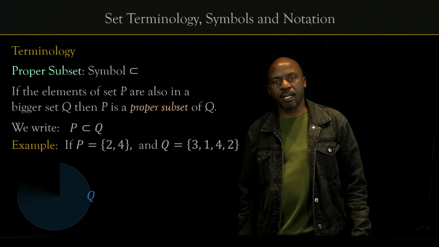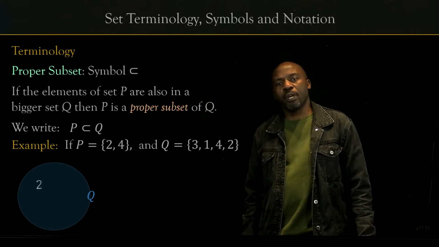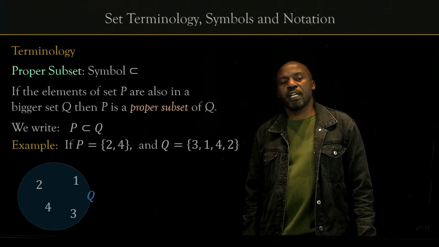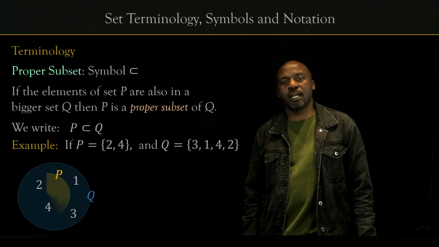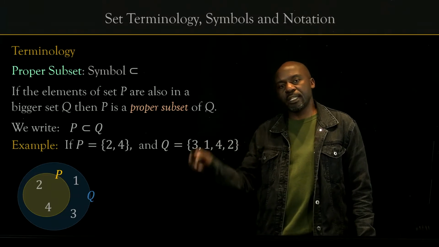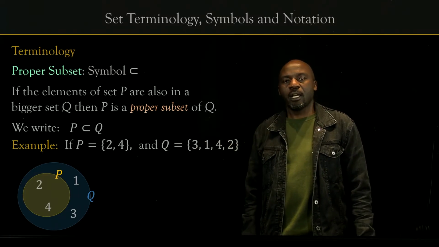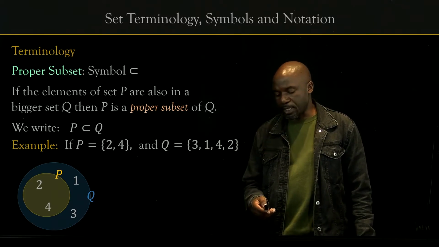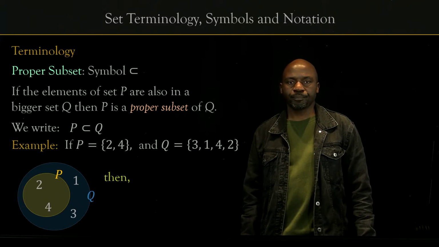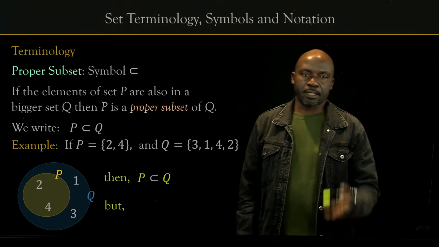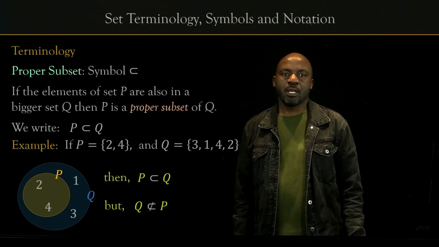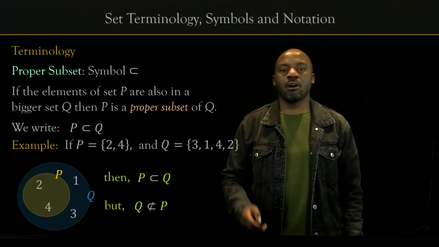We can show that on a diagram as well. So if that is set Q with the numbers 1, 2, 3, 4, and P contains 2 and 4, I could draw a circle that encloses only 2 and 4, and you can see set P is completely inside set Q. In that sense, P is a proper subset of Q, but Q is not a proper subset of P. So we've already talked about this, just writing it down. Q is not a proper subset of P, but P is a proper subset of Q.